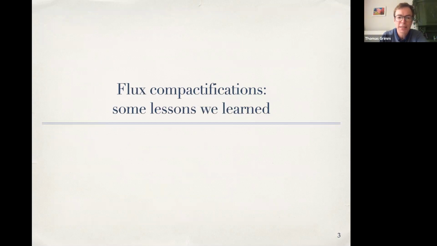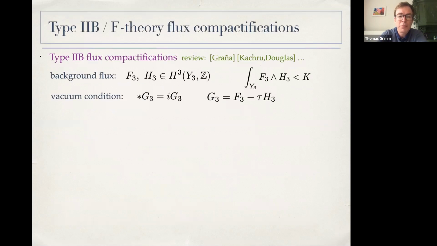Flux compactification, some lessons that we learned over the years. So let me first explain what flux compactifications are. I believe that many of you have seen it, so I can be very brief, and we also heard about that yesterday. So we study type IIB flux compactifications. We switch on some background fluxes, which are integral three-forms, and we have a tadpole constraint, which is like this. Now, as you might know, these three-forms can be combined into a complex flux G3 with the dilaton axion tau, and then the vacuum condition is the following, namely that the Hodge star of G3 is i times G3. So the flux has to be imaginary self-dual in the vacuum, right?